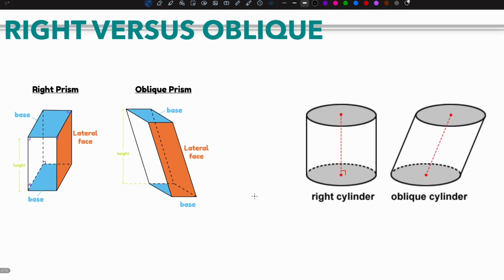Now, a right versus oblique. A right prism and an oblique prism actually have the same volume. The height is going to be the same no matter what. Same thing with a cylinder and an oblique cylinder. An oblique is basically a prism or a cylinder that is tilted on its side. Basically, it does not hit at 90-degree angles. Here a right cylinder hits at 90 degrees, but an oblique cylinder does not have a 90-degree angle.